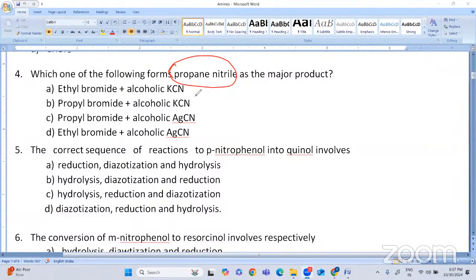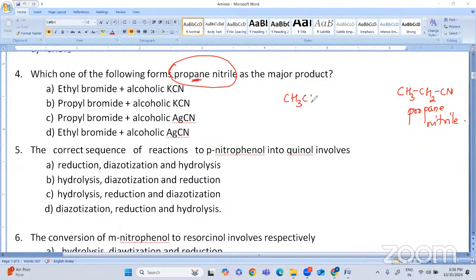Yes. So propane nitrile. Propane means how will be a structure? CH3, CH2, and CN. So this is a propane nitrile. If I want to get propane nitrile as the major product, I want to take propane only, right?